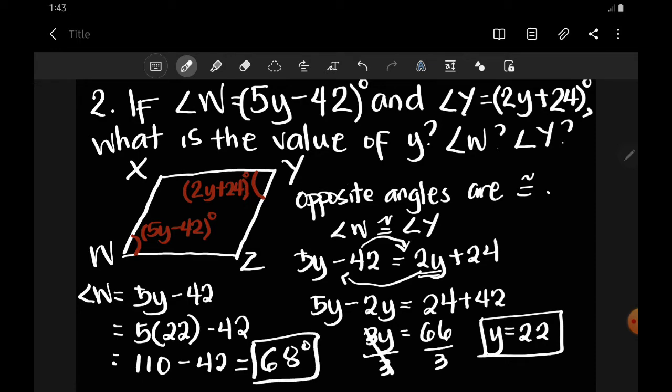So since angle W and angle Y are congruent, even if we don't solve angle Y, we can conclude that angle Y is also 68 degrees because they are congruent.